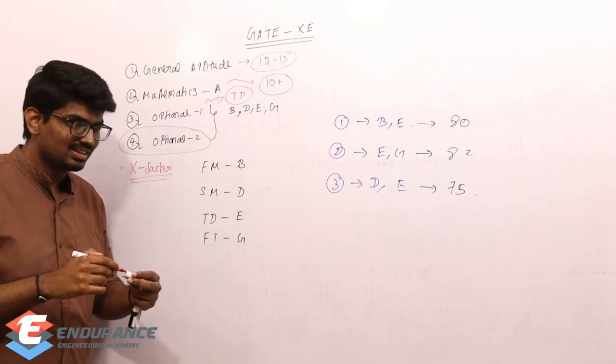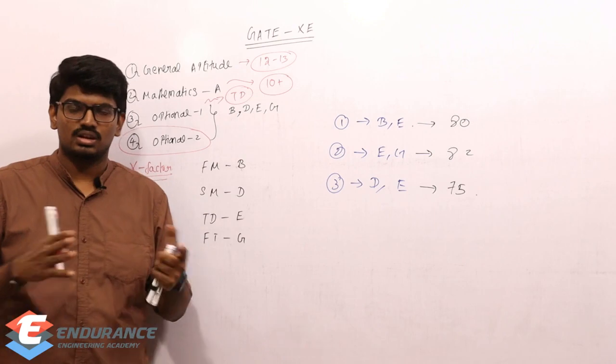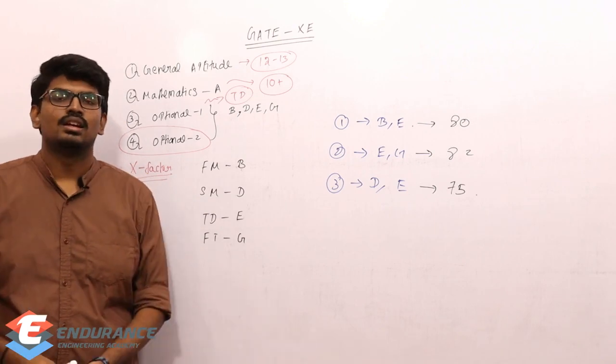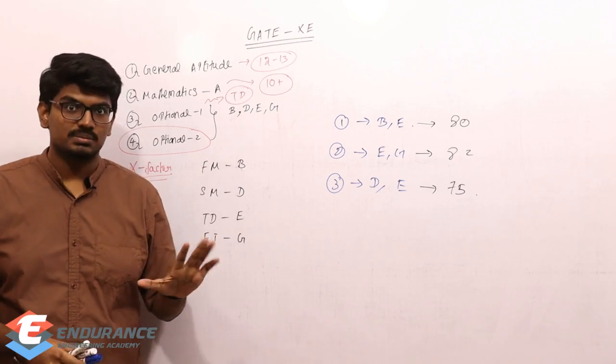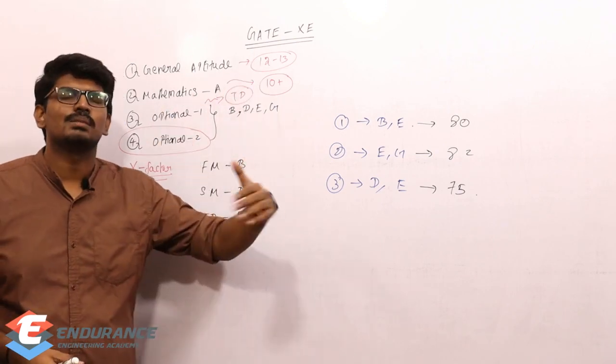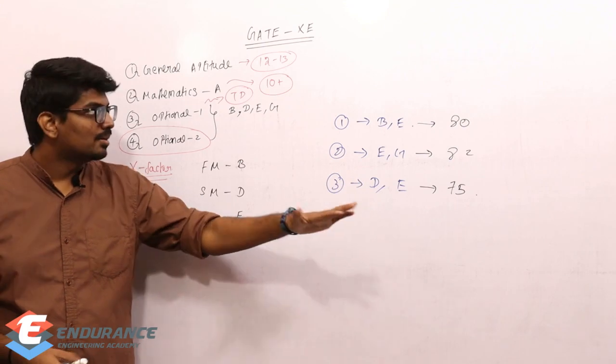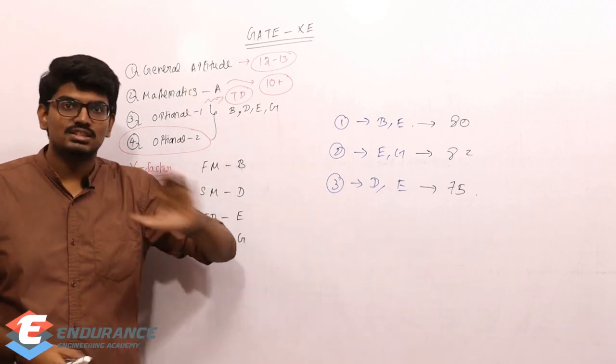You might think, sir, only 10? Actually it is out of 15, right? Why are you saying only 10? I am guaranteeing that getting 10 is difficult in engineering mathematics. Getting 12 or 13 is comparatively easy in general aptitude, but getting 10 plus in mathematics is difficult.